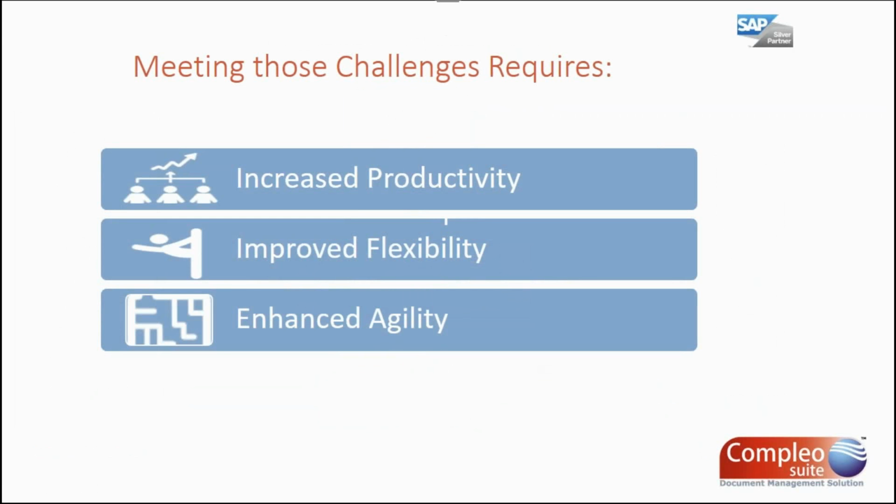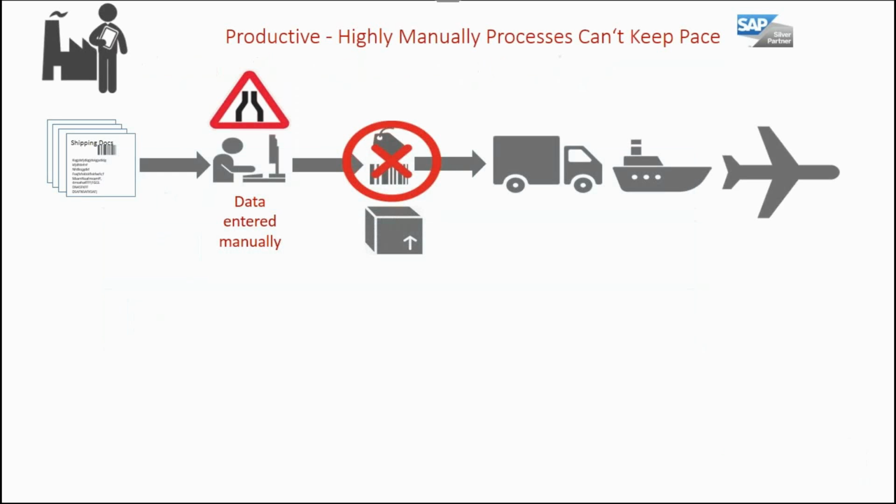But you're also going to have to be agile, because there are changes. Customers make changes, regulations certainly change, and you're going to have to make those changes as quickly as possible to keep up with the changing environment. We're going to look first at the productivity issue.